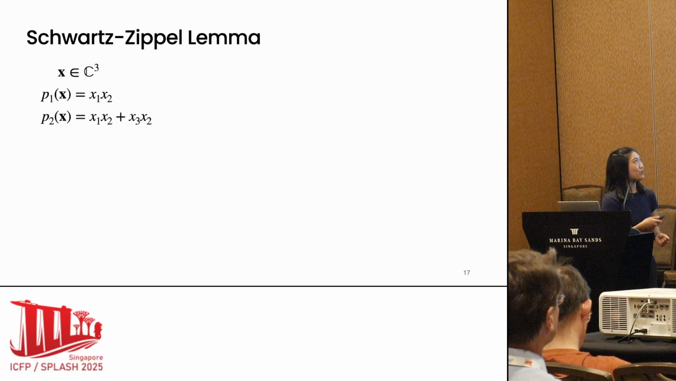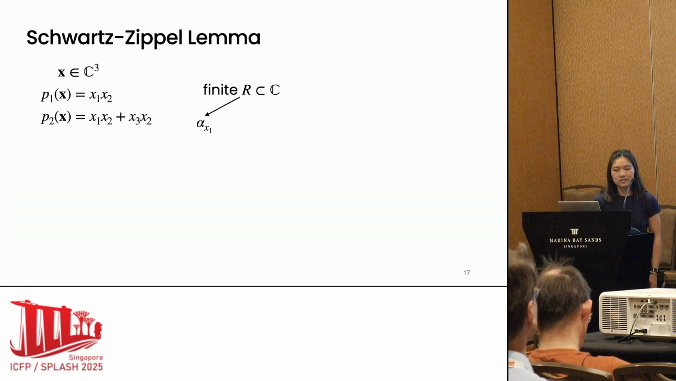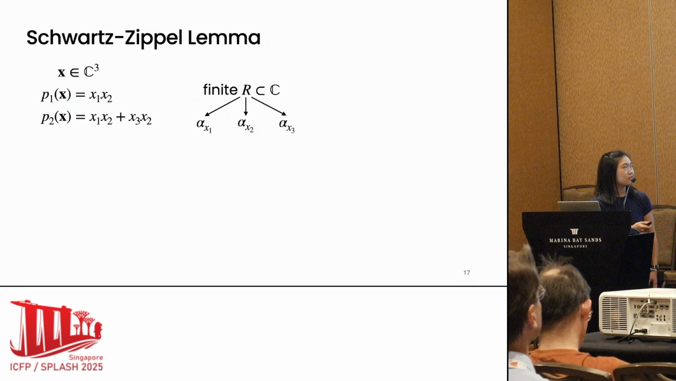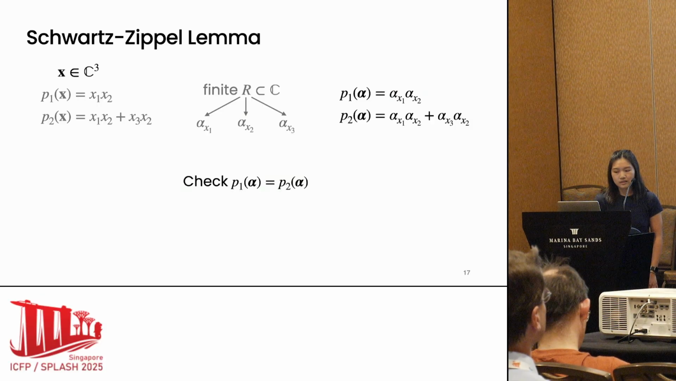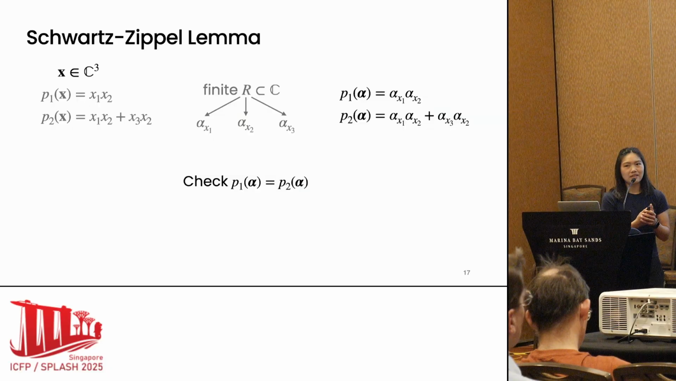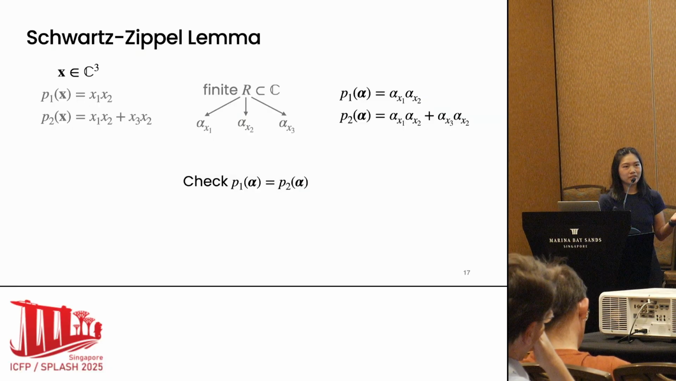So what does this lemma say? Well, say I have two polynomials, and I want to see if they're equivalent. The very simplest thing you might think of is just to sample some values from a finite subset of the domain uniformly and independently. And then just instantiate your polynomials with the values that you sample. And then once you do that, check if they evaluate to the same thing. And of course, if this check fails, then you know that your polynomials are definitely not equivalent.